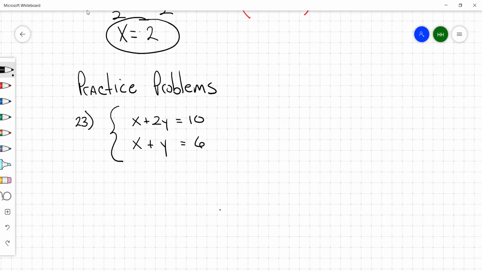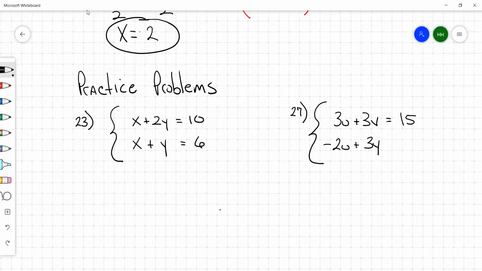Let's call this one 27. 3u plus 3v equals 15. Negative 2u plus 3v equals negative 5.